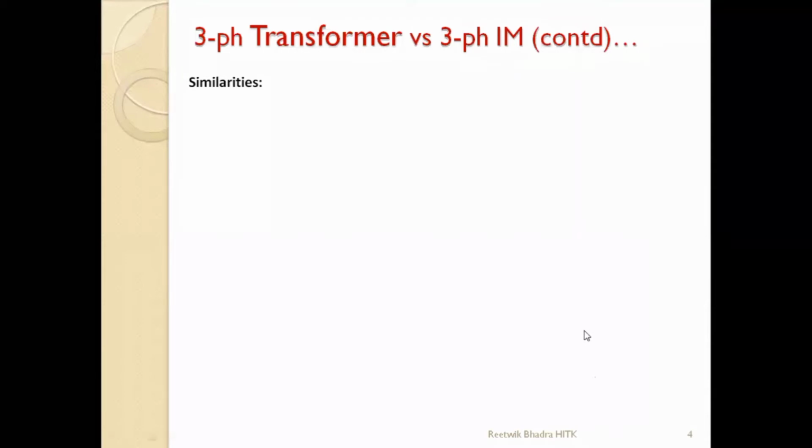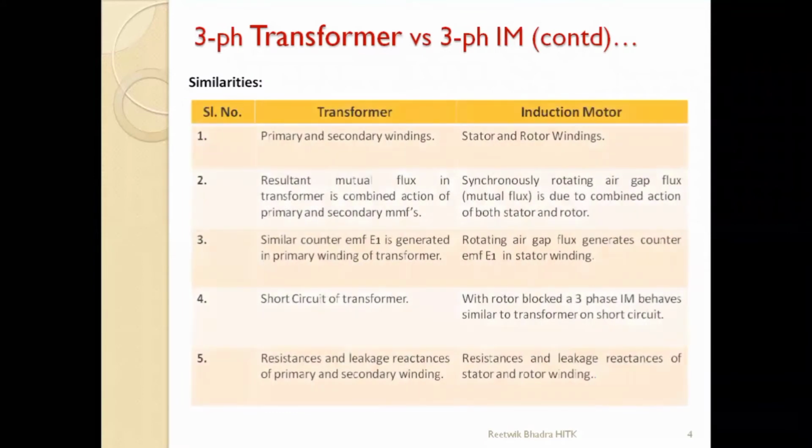When we think about a transformer, you have a primary winding and a secondary winding. When we have a primary winding, it will have some resistances and leakage reactances. Similarly, in the case of an induction motor, the stator winding and rotor windings will have some internal resistances and leakage reactances, which will have some drops over there. So these are two major similarities which I can tell you just for now. Then we'll look into some of them in these slides.